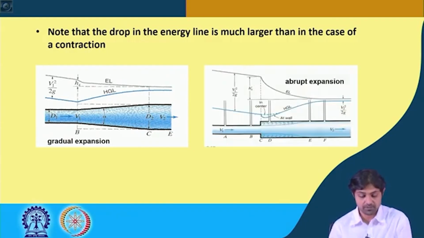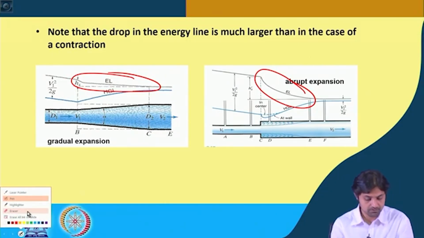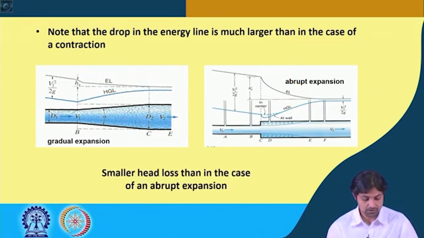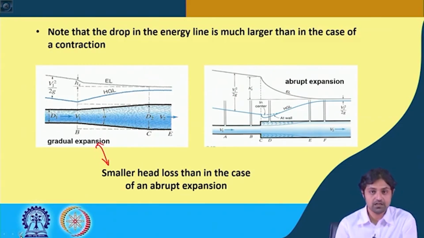This is abrupt expansion. This is gradual expansion, this is abrupt. So see the sudden fall in the line. This is gradual, this is abrupt. So the head loss is smaller for the gradual expansion than in the case of an abrupt expansion. Like we had the gradual contraction, we have something called gradual expansion.